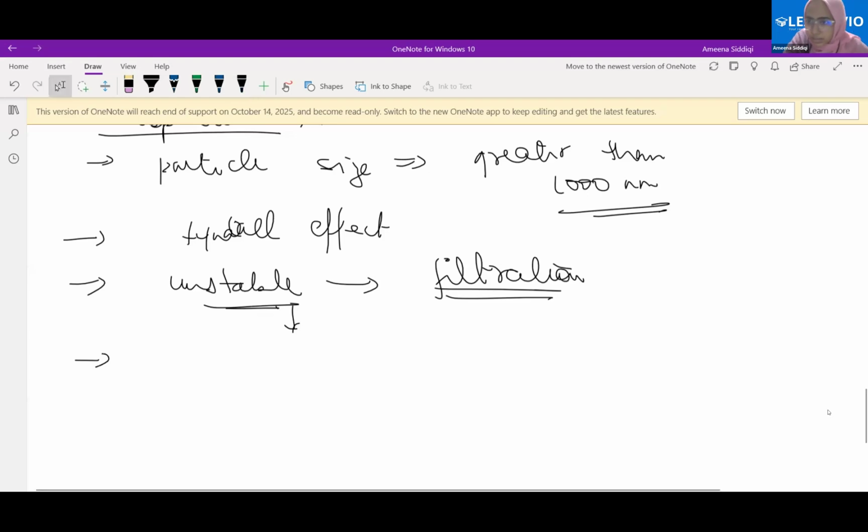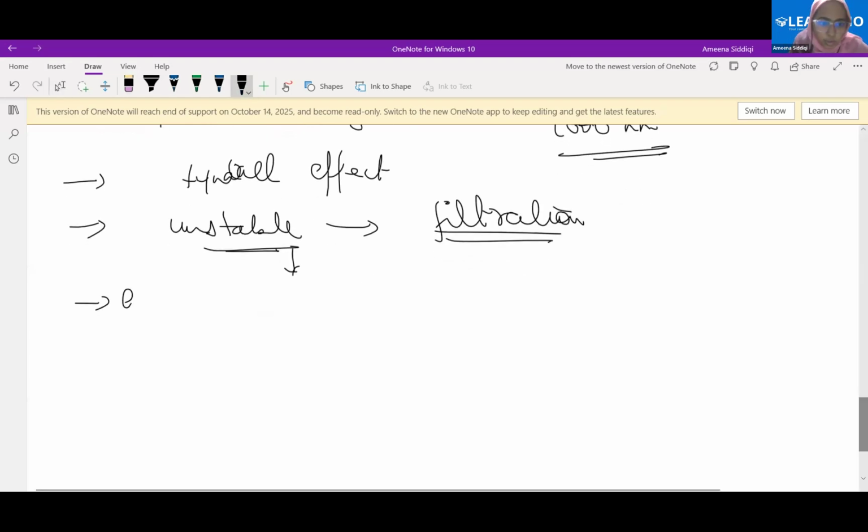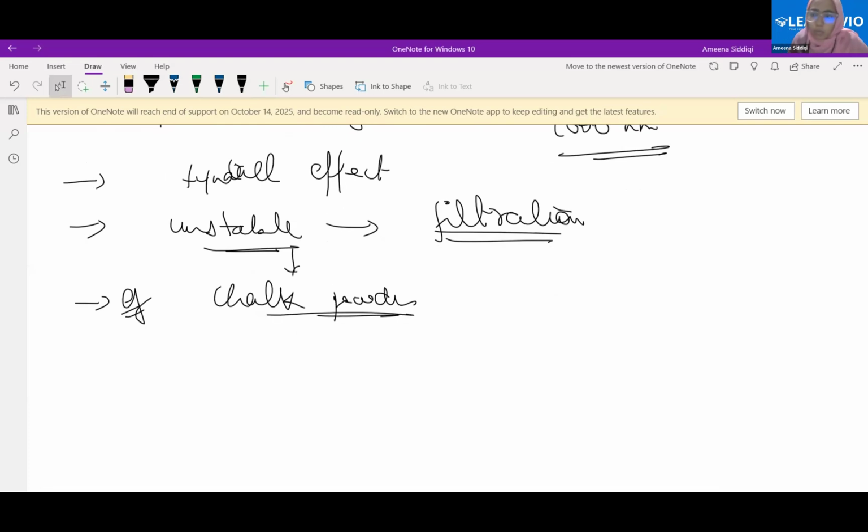Fine. Examples. Let's talk about the examples. Mud and water, sand and water, chalk powder and water. All of them are suspensions. Fine. Mithun, any problem? Any point that you would want to discuss here? Fine. Moving on to colloids.